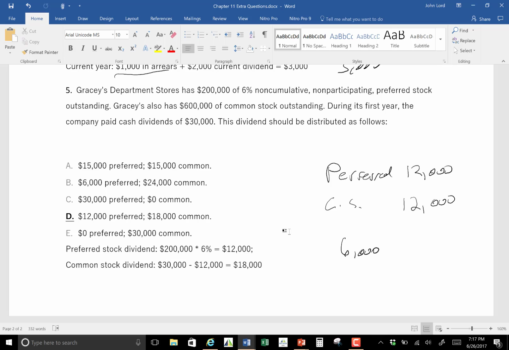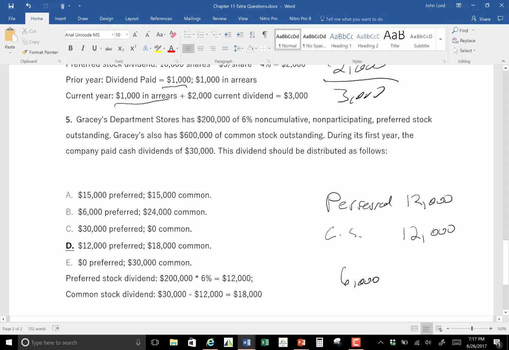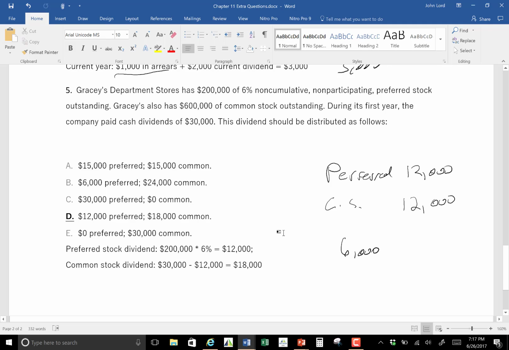Now, how do we decide who gets what? Do they give me the number of shares here? They do not. But what I would have to do is pretend they said there were 2,000 shares of preferred and 4,000 shares of common. So the total shares, common and preferred, total up to 6,000: 4,000 of common, 2,000 of preferred.